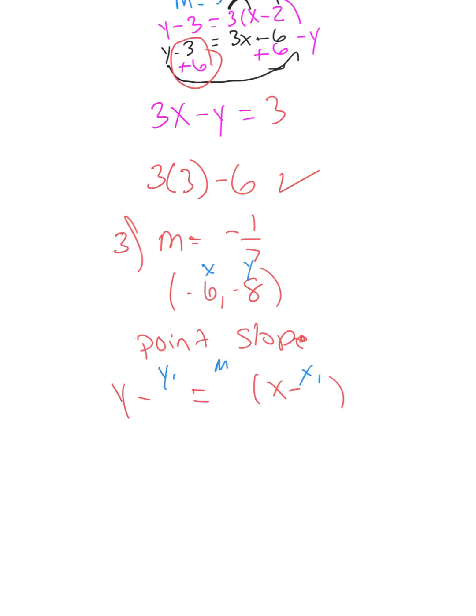Okay, so we have our y1, -8. So when you put in a negative, class, what do we do? A negative equals a positive. So when you enter your answer, only put one sign, so it'd be plus. Your m they gave you is -1/7, and the x is -6. So again, negative and negative make a positive. So it only is plus when you put in a negative.